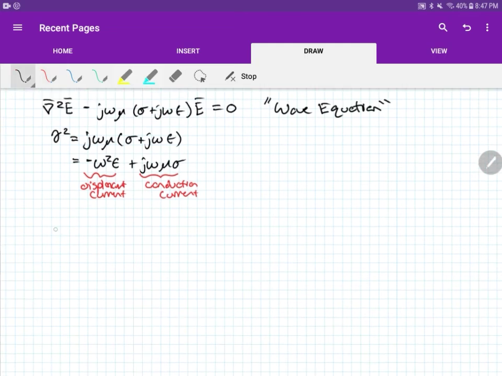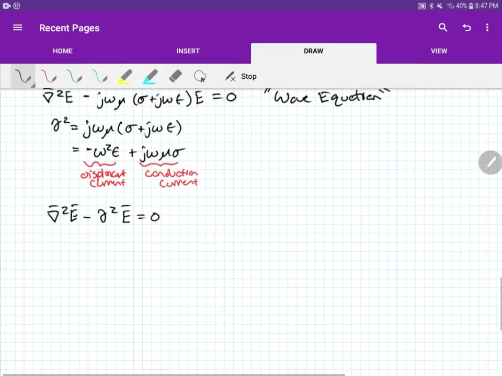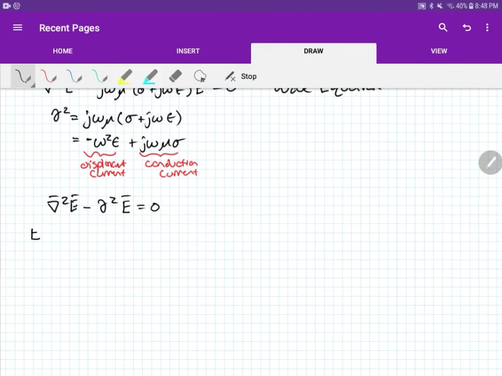So now that we have our wave equation in a form that's better, we're going to rewrite it. ∇²E minus gamma squared E is equal to 0. And the generic solution to these wave equations is E is equal to E naught plus a constant, e to the minus gamma z. And we're going to assume it's in the x-hat direction as we defined in our graphs above.